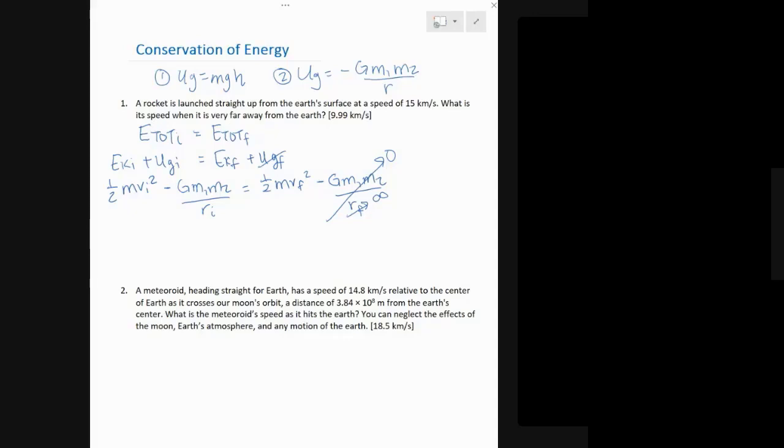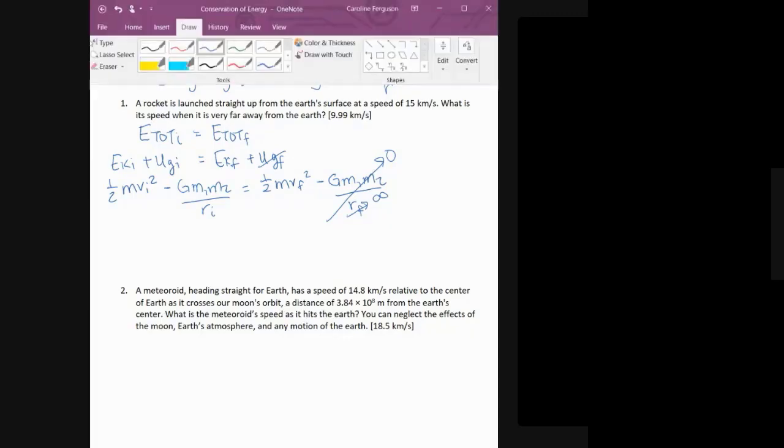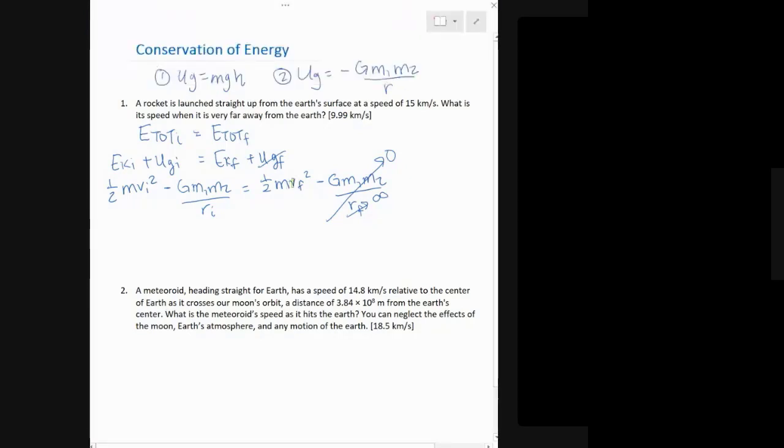Okay, all right, because it says what is its speed, we're looking for the final velocity when it is very far away. Very far away implies that the final r, which is the distance from the center of the Earth, is infinity. So when you see the words very far away, that means the distance is infinity, because I'm not giving you any actual value. I'm not saying how far away, so you have to assume it's infinitely far away.